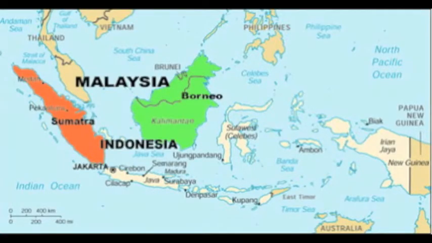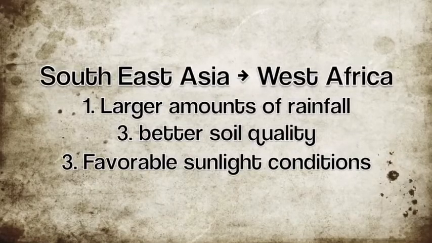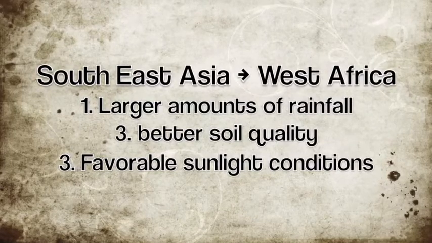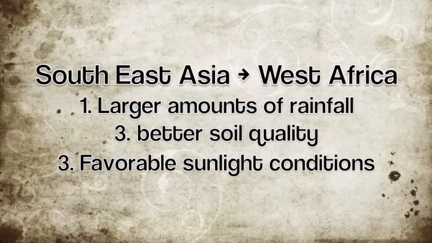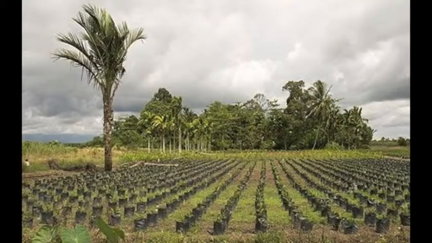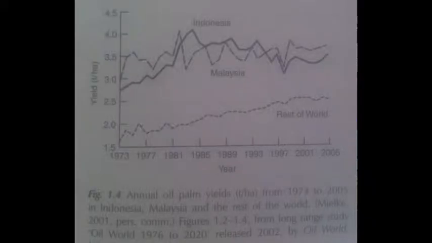The 20th century witnessed the meteoric rise of Southeast Asia as the lead exporting region for palm oil. Belgian agricultural engineer Adrian Hellert noted that factors such as larger amounts of rainfall, better quality soil, and favorable sunlight conditions allowed the oil palm to flourish in countries like Indonesia and Malaysia. Oil palms grown in this region grew quicker and yielded more oil than those grown in West and Central Africa, giving them an edge over other oil-producing regions.